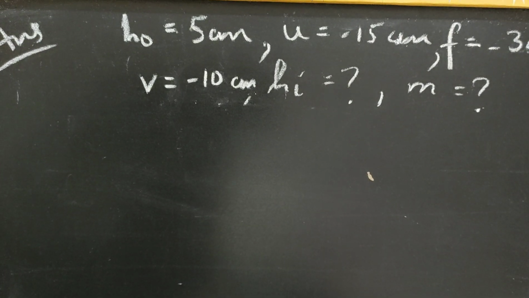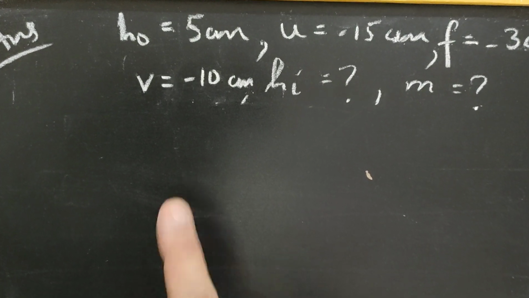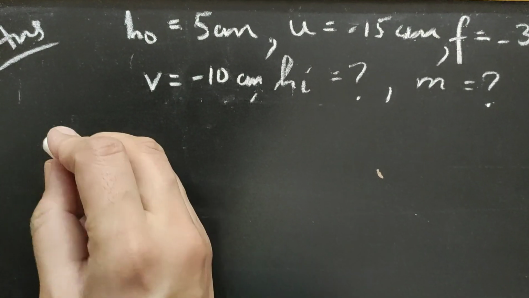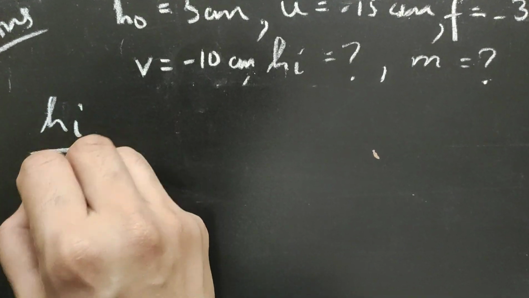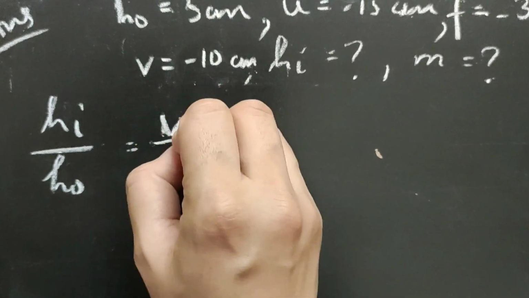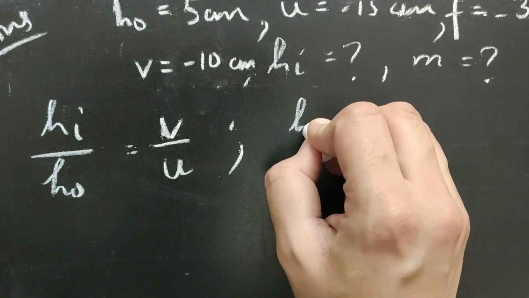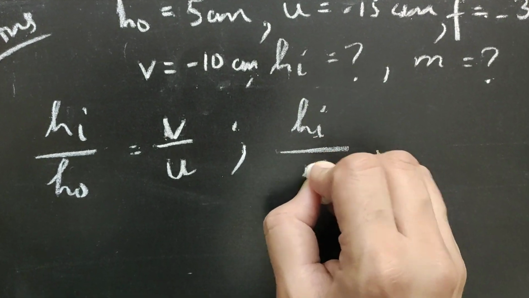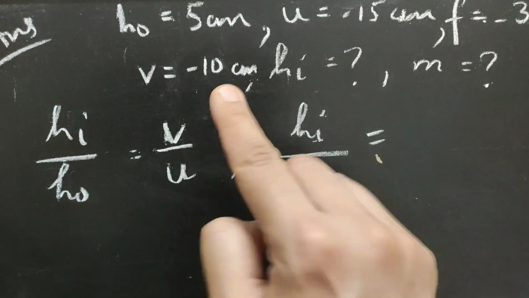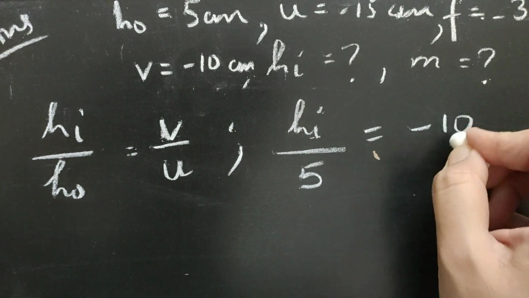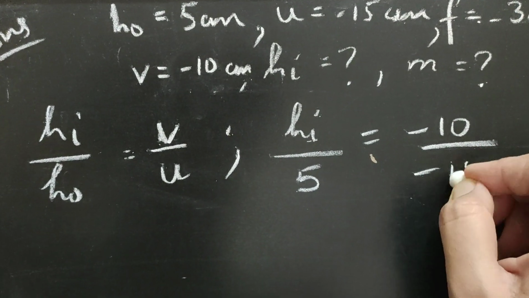Now to calculate magnification and height of the image, knowing the value of v, we'll use the formula which says hi upon ho is v by u. Hi is to be calculated. Ho is given in the question, 5. V we have just calculated as minus 10 and u is minus 15.